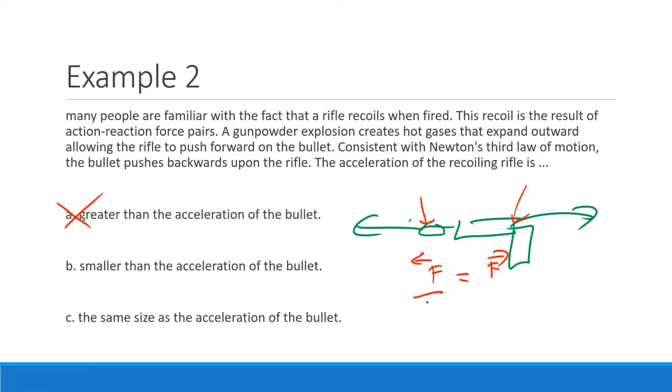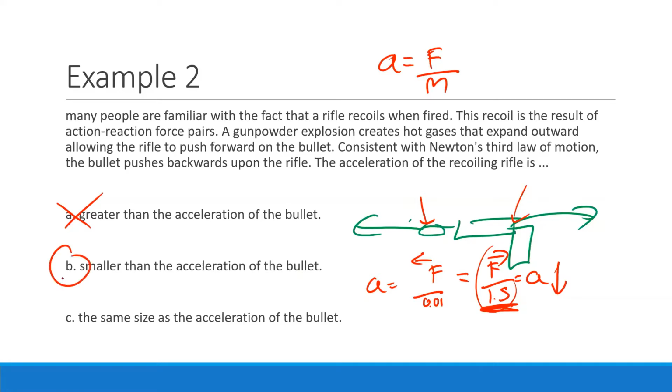But the mass of the bullet is very small. Let's call it like 10 grams. Whereas the gun's going to weigh maybe 1 kilo, maybe 2 kilos. We'll go with 1.5 kilos. Doesn't matter what number is on top. Because acceleration equals the force divided by mass, this acceleration is going to be lower because this number is larger. So the acceleration is going to be smaller.